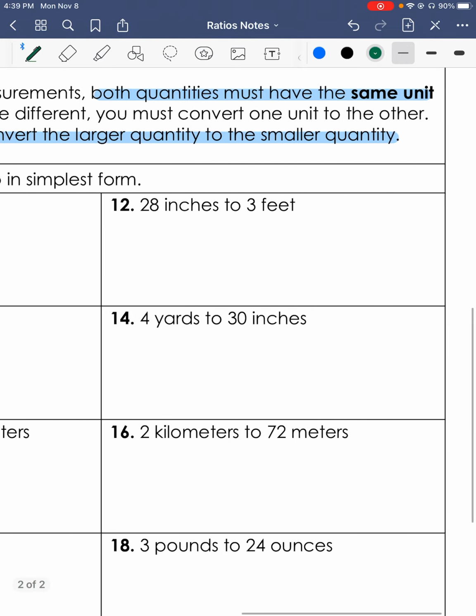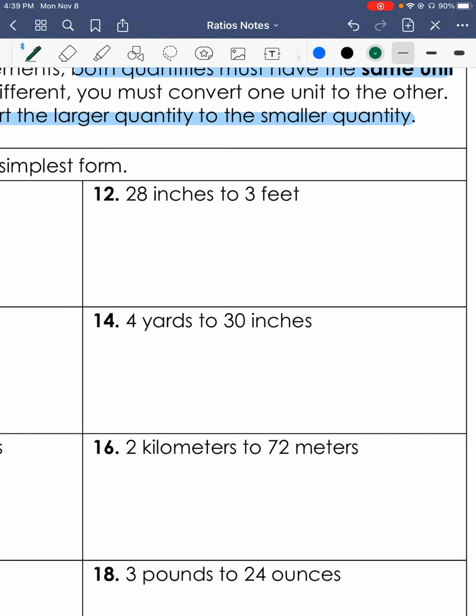So let's look at over here at 12. We have 28 inches to 3 feet. So inches and feet, we need to make it the same unit, and let's take the one that's bigger and convert it to the smaller one. So that's going to be feet again. We're going to convert this to inches.